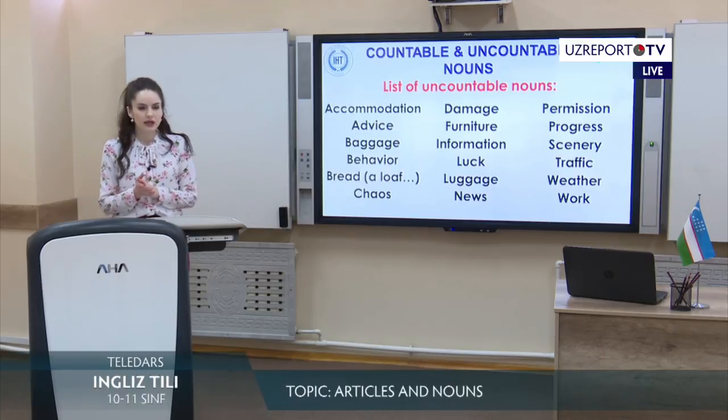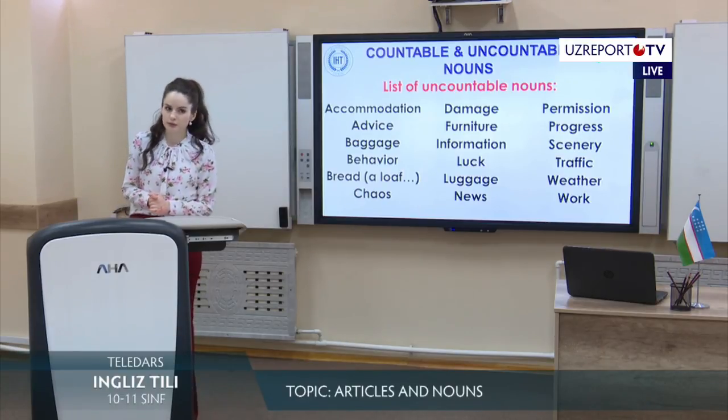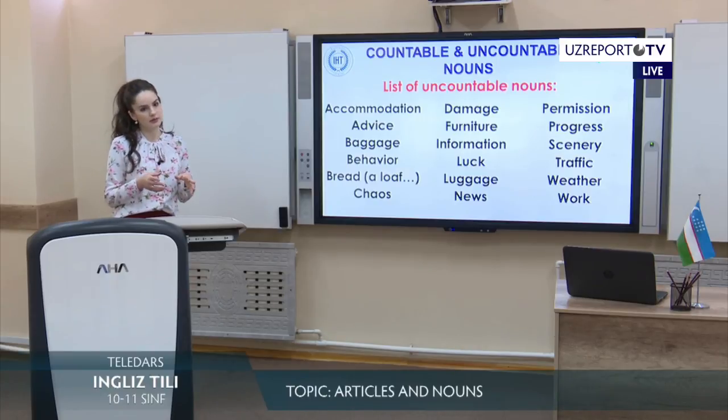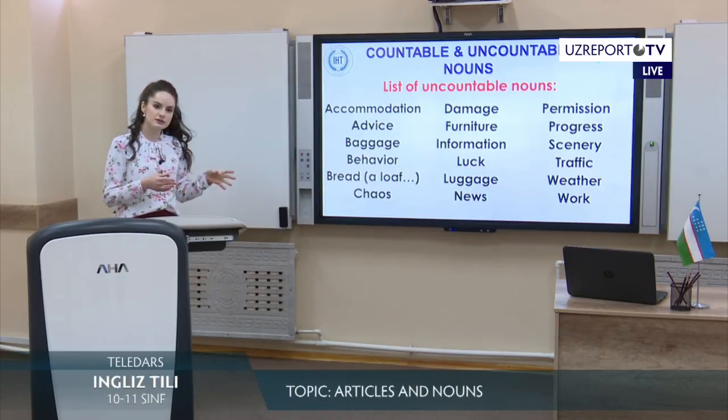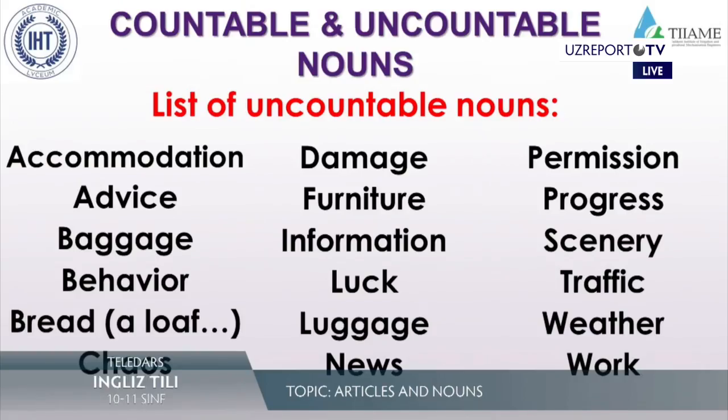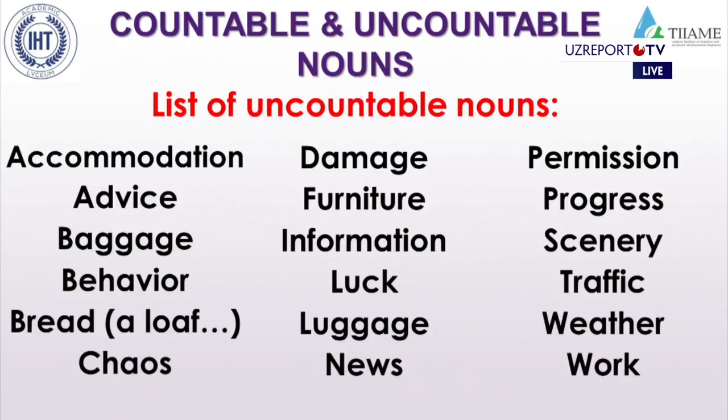Okay, so here is a list of uncountable nouns. You know some of them, but these nouns are fixed because students may be confused sometimes, especially with these nouns. Accommodation, what is it? Accommodation is some space where you may live. For example, you will go to another country for your study. You will travel to another country and so on. You need some place to stay. It's accommodation.